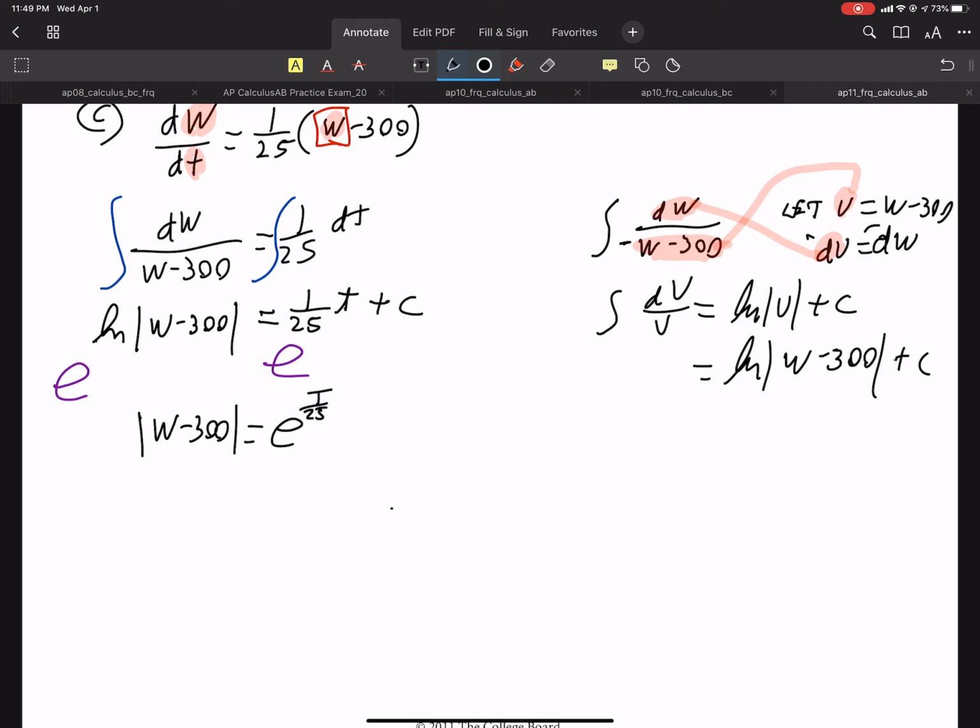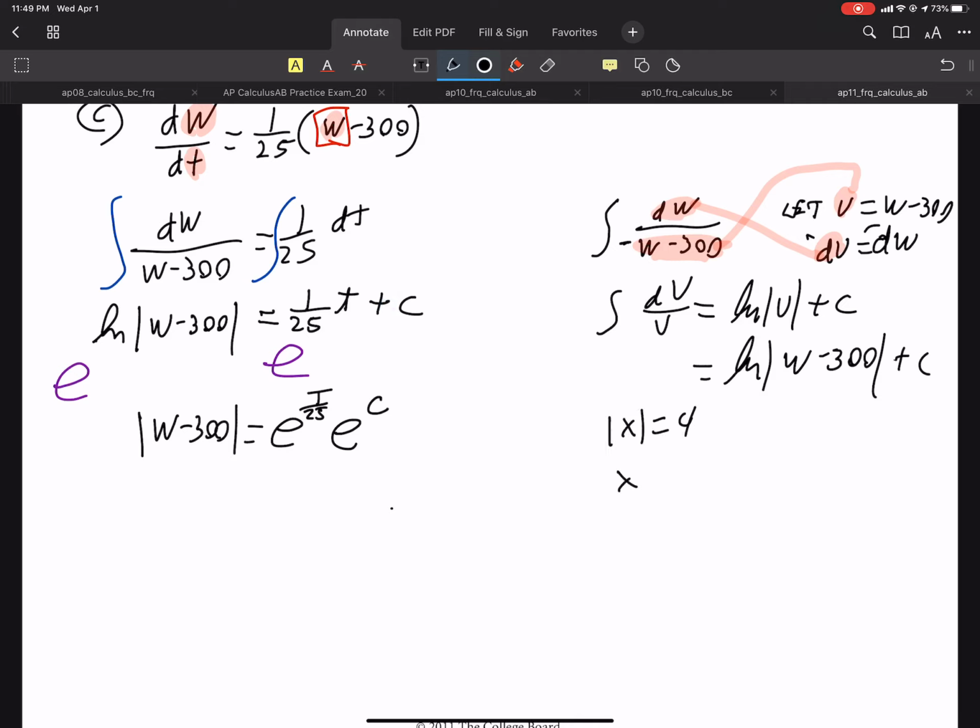Now I'm going to do something crazy here. e to the c. This is equivalent to this, because you learned if you have exponents with the same base, you add the exponents. So it's t over 25 plus c. Well, that's what this is right here. So these are equivalent.